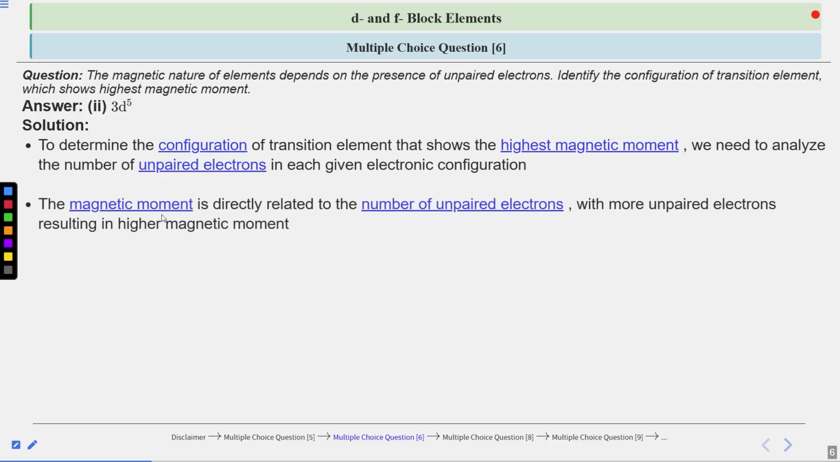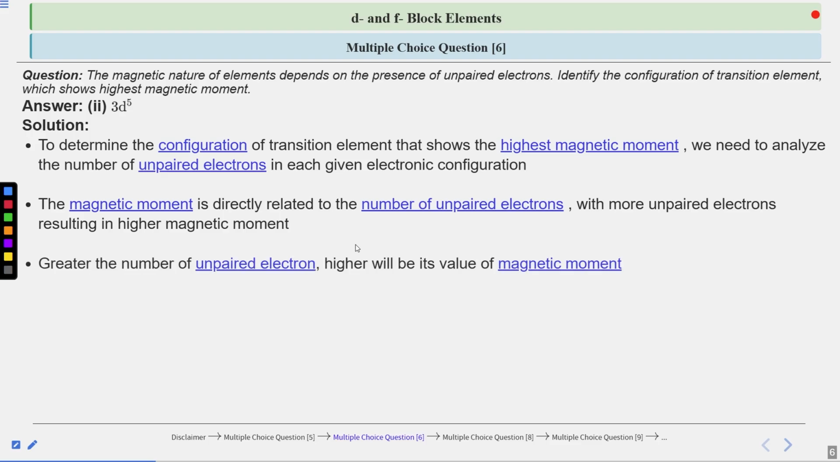So the magnetic moment is directly related to the number of unpaired electrons present in the element, with more unpaired electrons resulting in a higher magnetic moment. So they are directly proportional. If unpaired electrons are more in an element, its magnetic moment will also be higher. Greater the number of unpaired electrons, higher will be the value of magnetic moment.